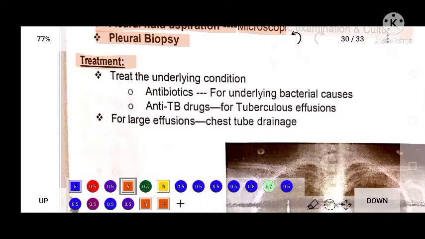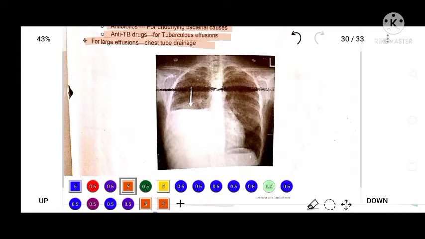Now, the treatment for pleural effusion will be antibiotics for bacterial cause, anti-TB drugs for tuberculous cause of the effusion. If large effusion is there, then chest tube insertion should be done.